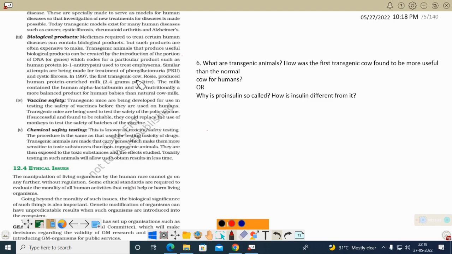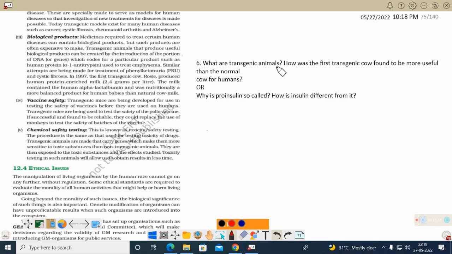And after that, if you want, you can just write Rosie is the first transgenic cow that produces human protein enriched milk, alpha lactalbumin 2.4 gram per liter. If it is not added also there is no problem, you can just write the milk which contains the human protein, that is alpha lactalbumin, which is giving a more balanced diet to the baby. Okay, so that is the answer for this question.